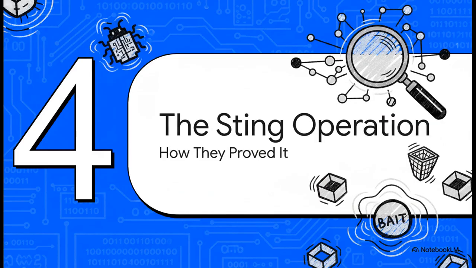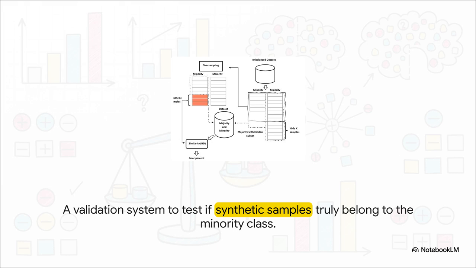So how do you prove such a shocking claim? You can't just say it's wrong, you have to show it. And the researchers designed what I can only describe as an ingenious sting operation for algorithms. Now, I know this flowchart from their paper looks a little complex, but the idea behind it is absolutely brilliant. They created a system specifically to test whether the new synthetic data points were actually legitimate members of the minority class, or if they were imposters.